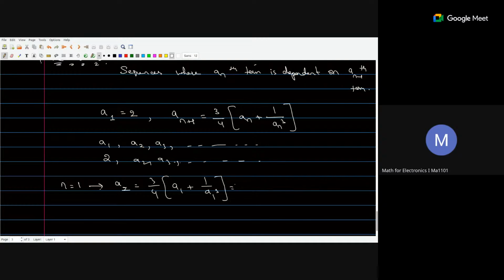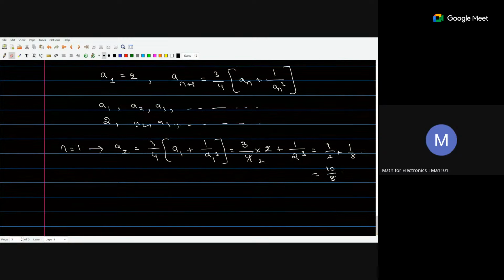Now this is 3 by 4 times A1, the previous term, which is 2, plus 1 by 2 cube. This is 3 by 2 plus 1 by 8. This gives 9 plus 1, which is 10 by 8. Now you know A2, that is 10 by 8, and 10 by 8 is smaller than 2.